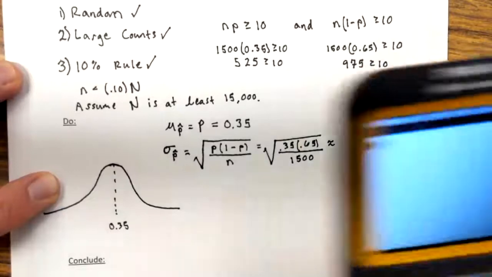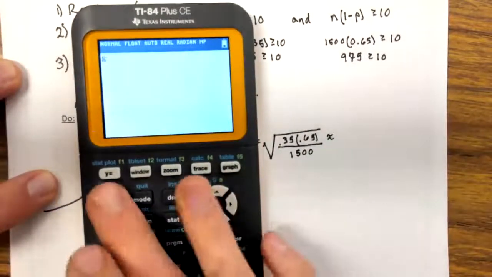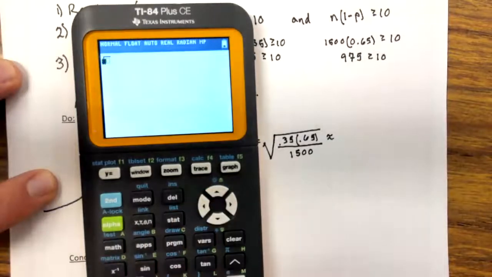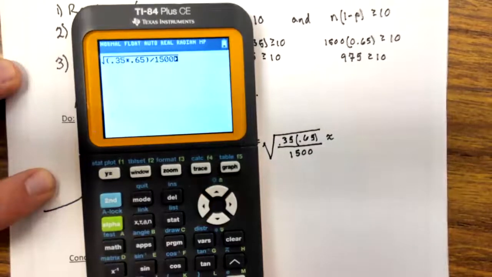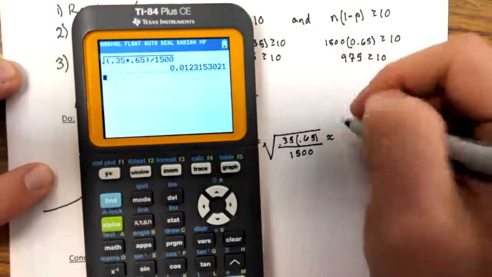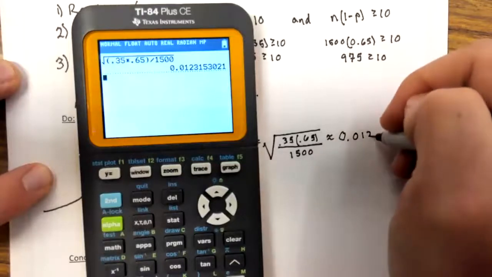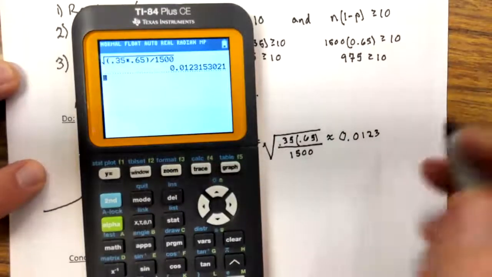So you can do this all in one step on a graphing calculator. It is the square root of 0.35 times 0.65 divided by 1,500. And we get something pretty close to 0.0123. We'll go with 0, 1, 2, 3 because it's like a sequence. Okay, there's our standard deviation.